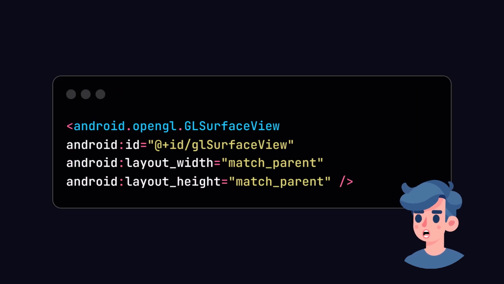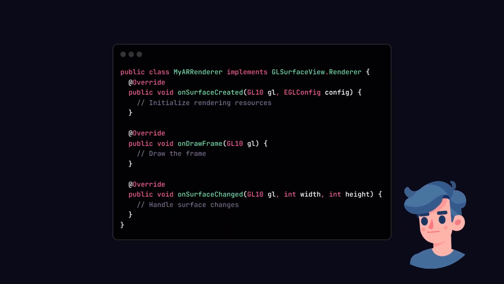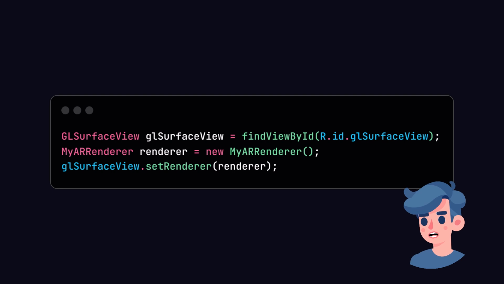Now that we have an AR session set up, it's time to create the view that will display our AR content. For this, we need to create an OpenGL surface. Let's add a custom GLSurfaceView to our layout. In the main activity, we need to configure the GLSurfaceView where our AR content will be rendered. We'll implement a renderer class that manages the rendering process. Let's tie everything together by creating an instance of the MyARRenderer in our main activity and setting it as the renderer of our GLSurfaceView.